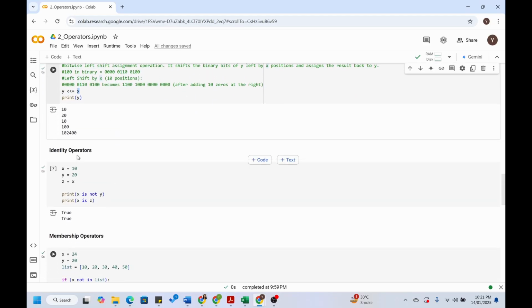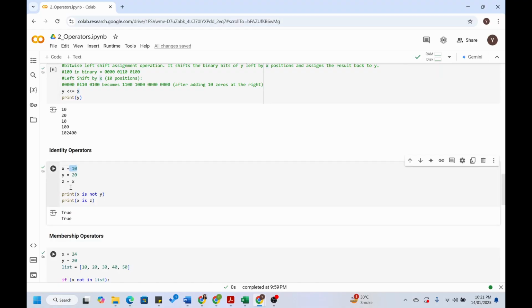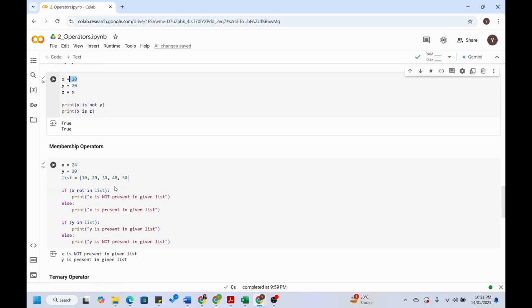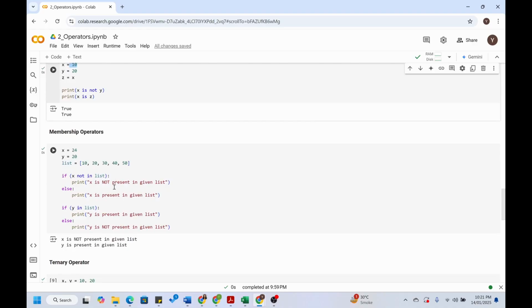Now move on to the identity operators. Identity operators are just to identify the value of a particular variable. If I am writing x is not y, that means I am saying that x is not equal to y, which is true because x is 10 and y is 20. Now when I'm saying x is z, that means the value of x is equal to z, which is true because x is holding 10 and z is equal to x, that means ultimately it is 10 only.